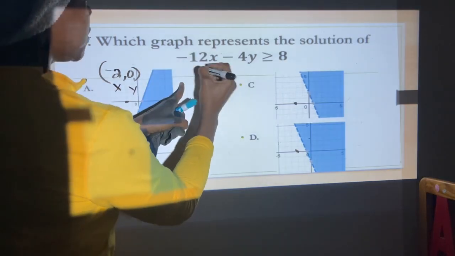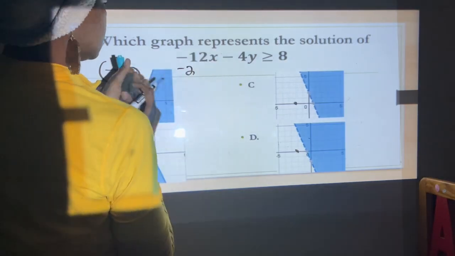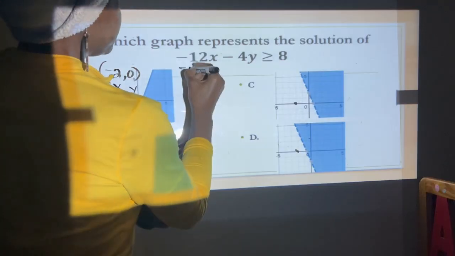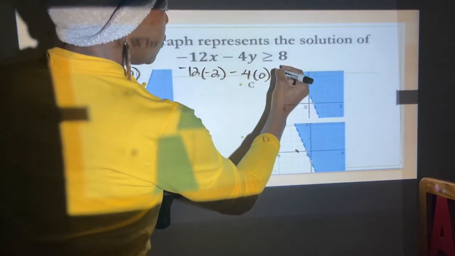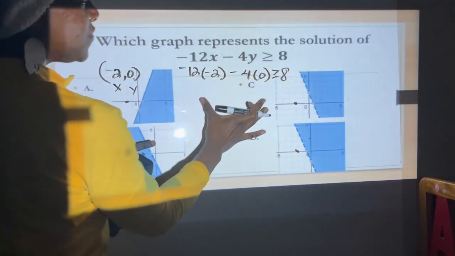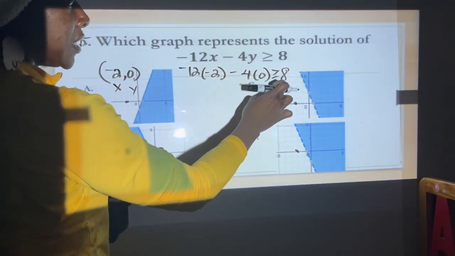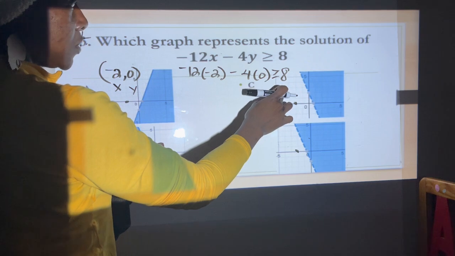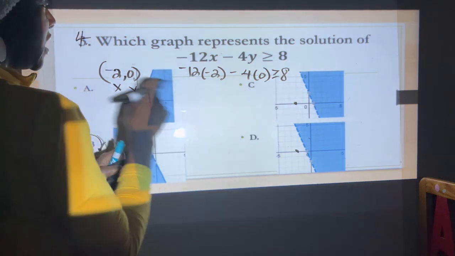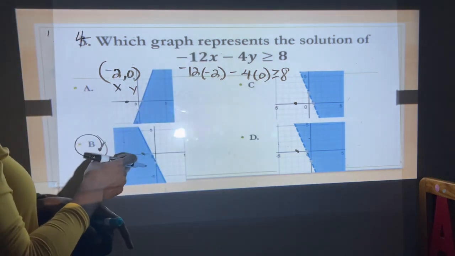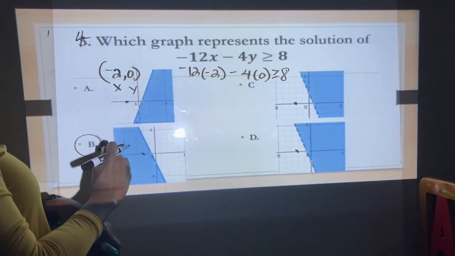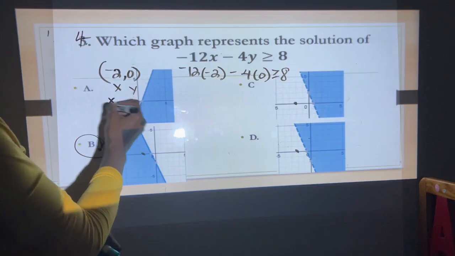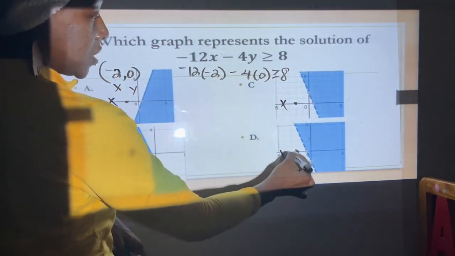So for x, I'm gonna put -12 times -2 minus 4 times 0 greater than or equal to 8. So if this value ends up being bigger than or equal to 8, so if this is a yes, then this number is in the solution, which means this is the only answer choice that works. Because it's not a part of the solution here. Not in the solution, not in the solution, not in the solution.